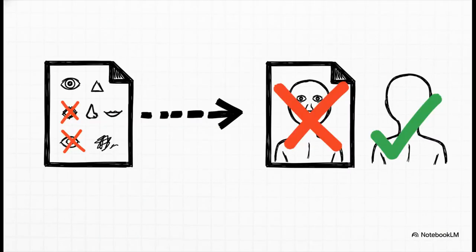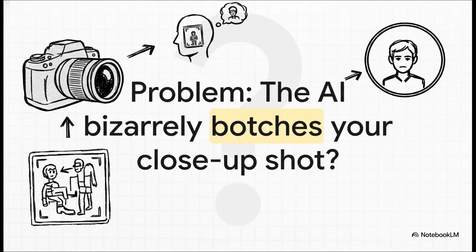The solution is so simple, it's actually kind of brilliant. You just go into the final prompt for that specific image, and you manually delete any mention of the character's face, their eyes, their nose, their expression, get rid of all of it. If you remove the description of the face, the AI stops trying to generate it, and boom, you get a true, complete back view.